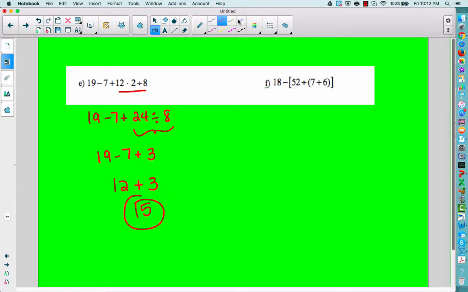Awesome job, guys. All right, so now the way I could make this a little bit harder is I could give you multiple sets of parentheses and grouping symbols. So we go to the innermost first. Innermost first. All right, so I'm going to do that 7 plus 6, so 18 minus 52 divided by 13.